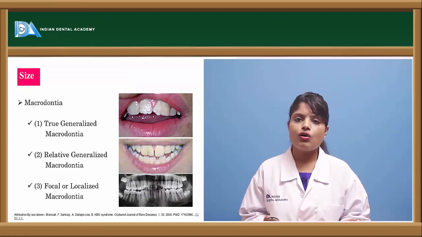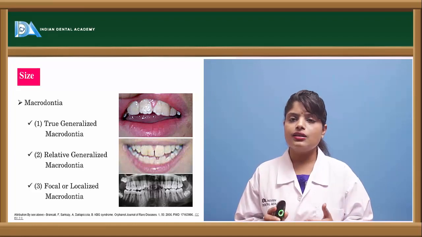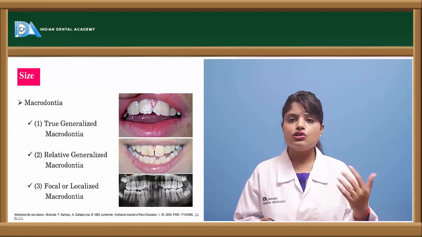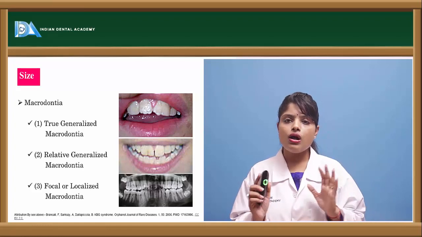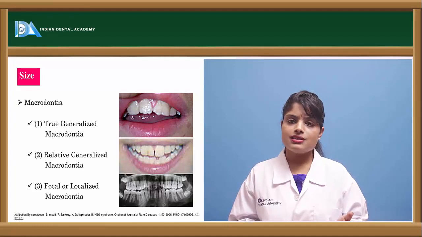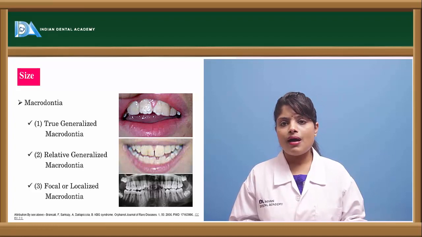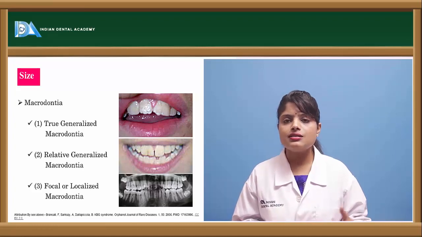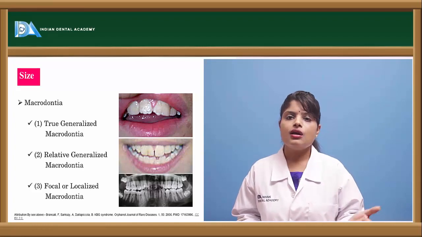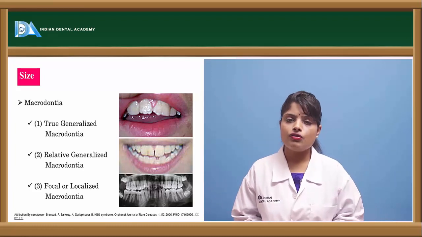Then comes the macrodontia. Macro means large. That is, the size of the tooth is larger than the normal size and shape of the tooth. Further, they can be classified into generalized macrodontia, in which all the teeth are larger in size than normal. Such cases are found in pituitary gigantism, in which the entire stature of the human being or the child is larger. The jaws will be large, the teeth will be large, the entire limbs will be large, and the height will be too high. So these are the features of gigantism.